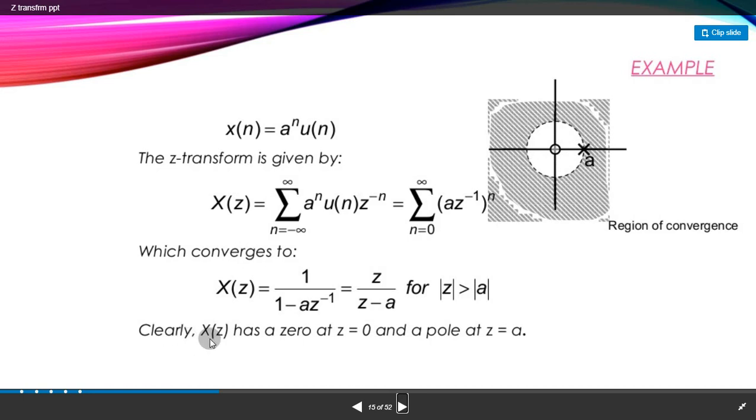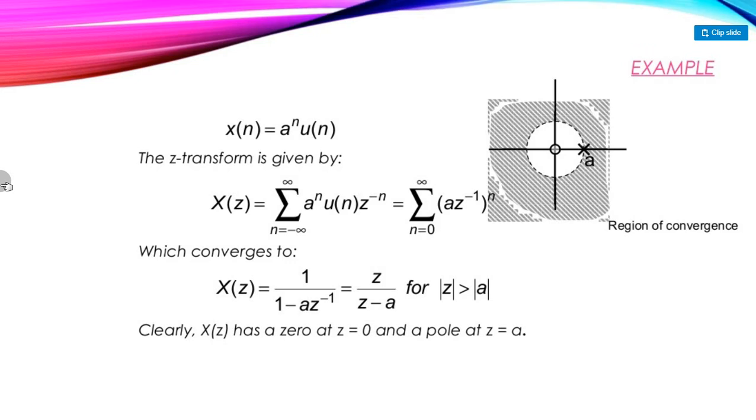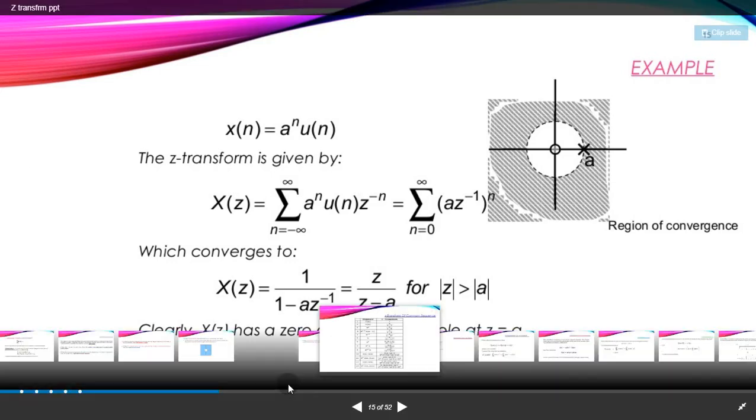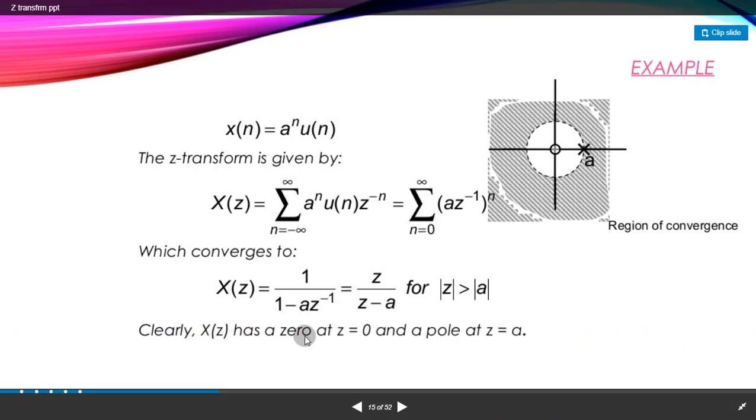Okay, now clearly X of z has a zero at z is equal to 0. So at 0 what will happen? The region of convergence can be converged at the zeros, because it doesn't converge at poles. So what we have here is a zero at z is equal to 0 and a pole at z is equal to a. And this value is equal to 0 at the pole, so z is equal to a at the pole.